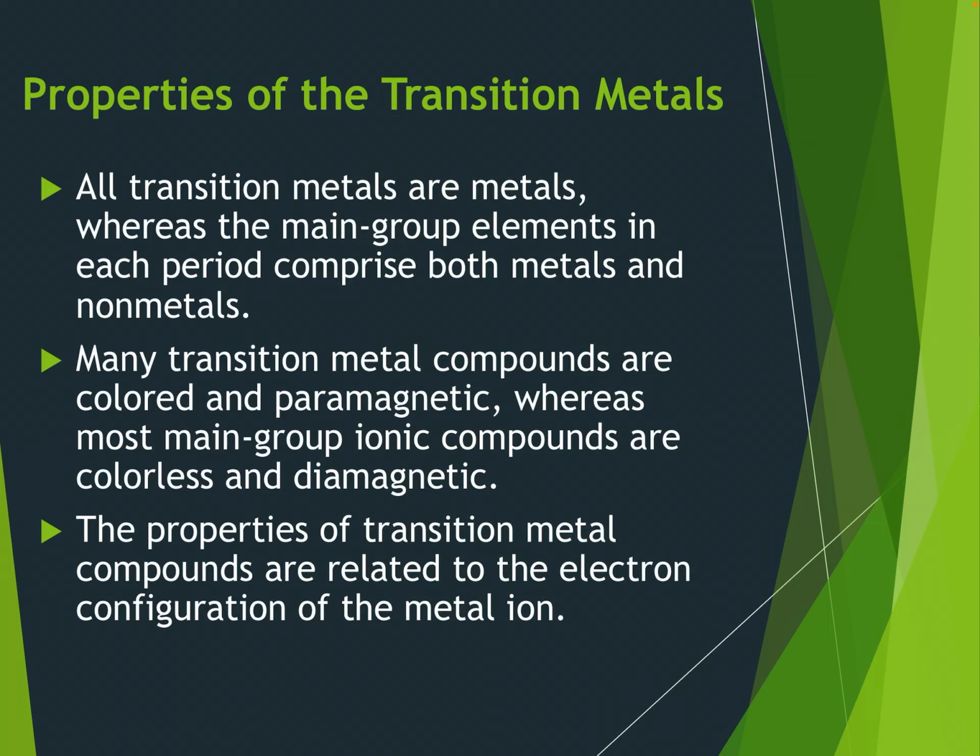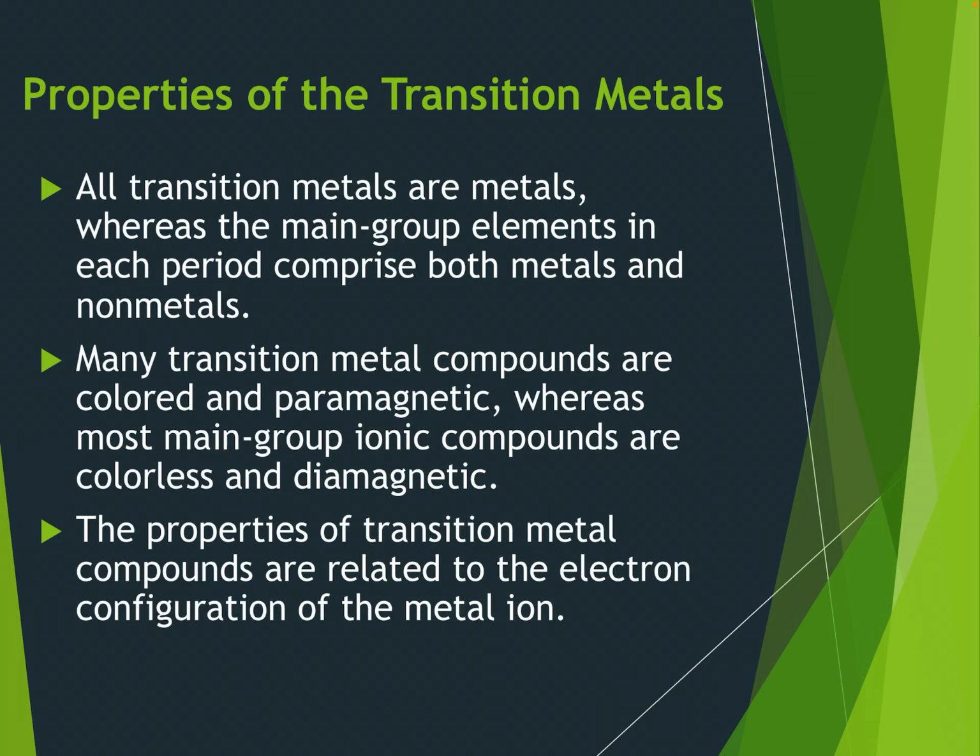So all of the transition metals are metals, whereas a lot of the main group elements in each period have both metals and nonmetals. So we can look at the transition metals as a whole, whereas when we looked at the rest of the periodic table, we talked about them more in specific groups, right? And again, these transition metals all act like they have 2 electrons, so they do similar chemistry.